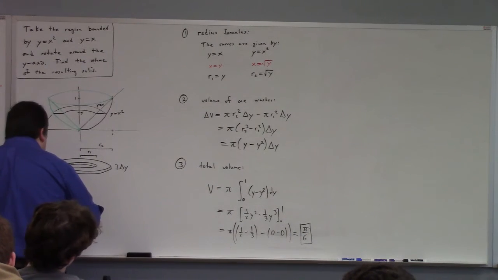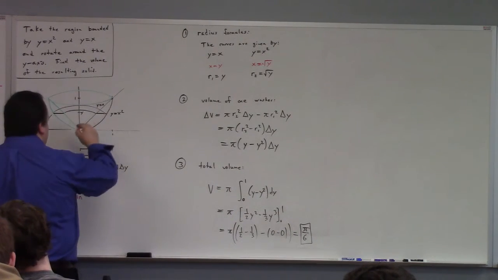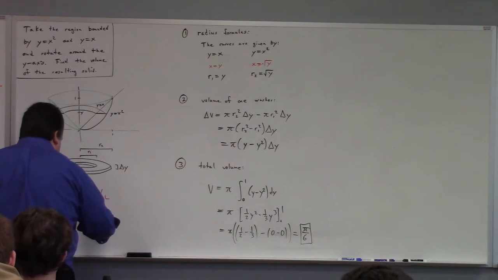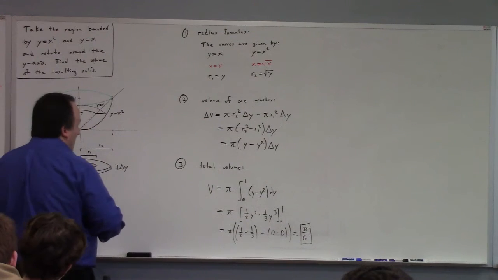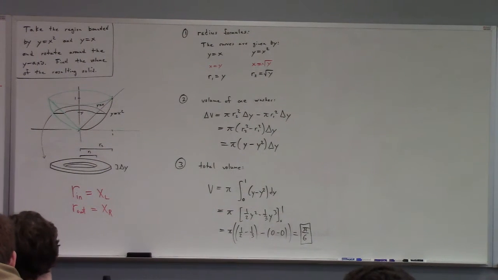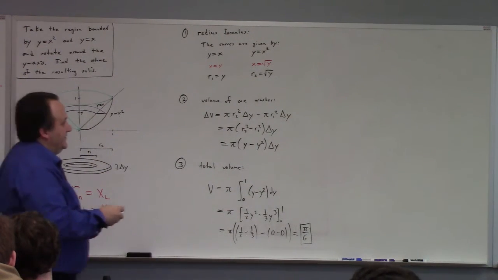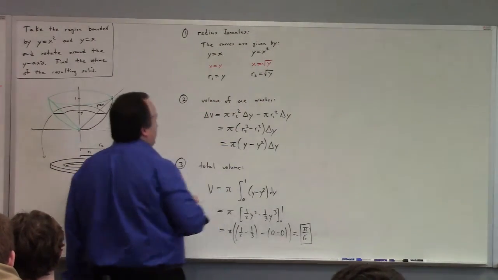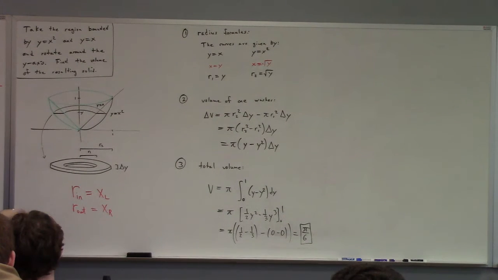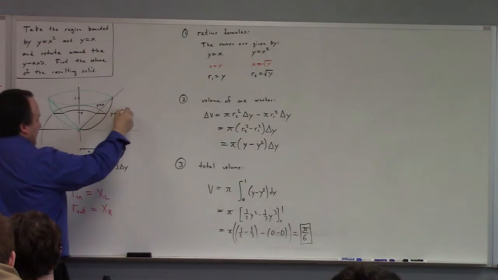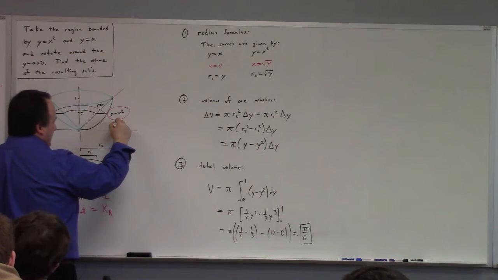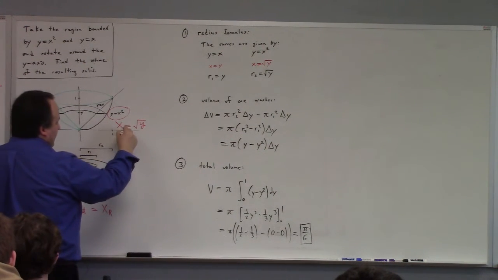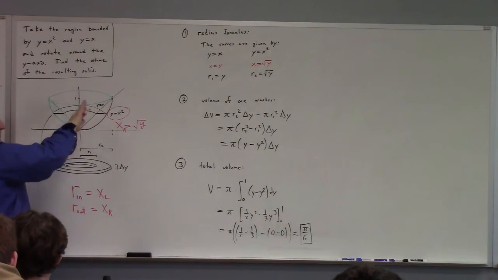I would say that the inner radius is equal to the left x, and the outer radius is equal to the right x. All right? And so his radius formulas: his inside radius is y, his outside radius is the square root of y, right? If you take y equals x squared, you can solve that for x equals the square root of y. And then I just add an x sub r on it to emphasize that it's the right one.